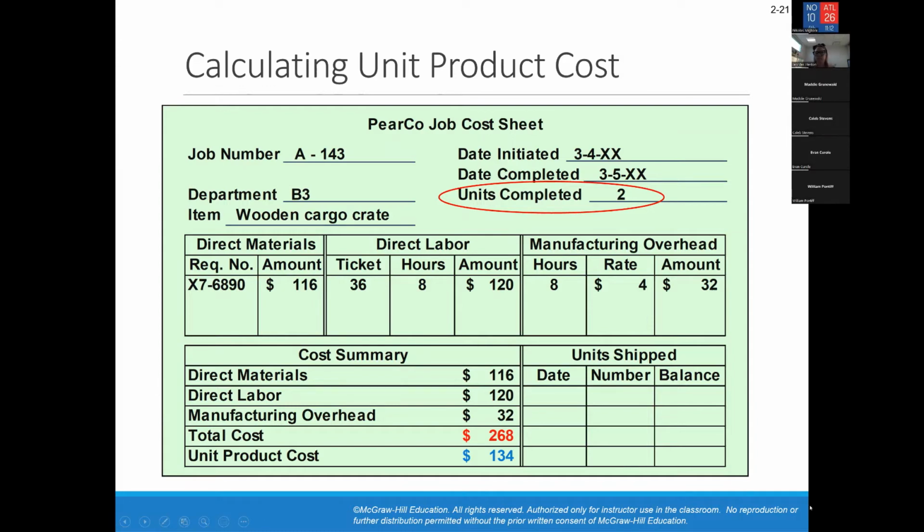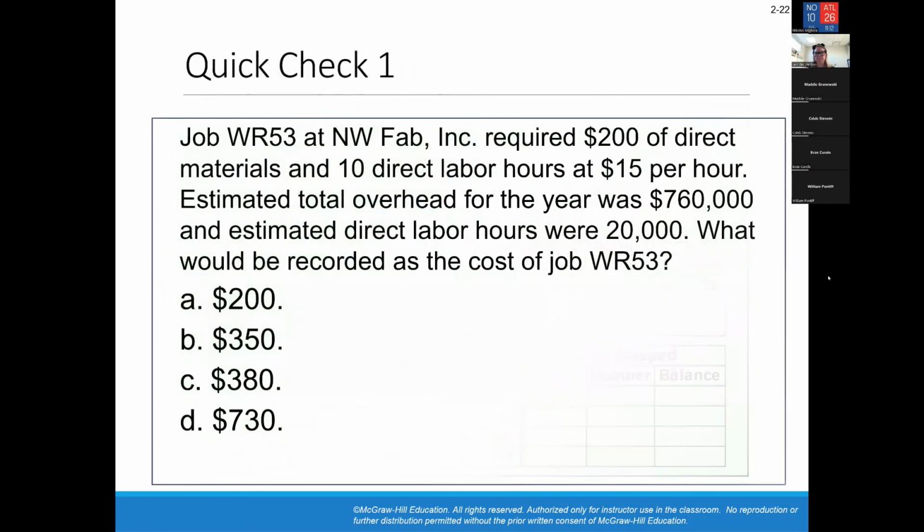Okay, no questions. All right, so we'll go to an example. All right, so we have job number WR53 at Northwest Fab, Inc., requiring $200 of direct material, 10 direct labor hours at $15 per hour. We're estimating a total overhead for the year of $760,000 and an estimated direct labor hours of 20,000. So we don't have to calculate anything like we did before, because they're just giving us the numbers. They're telling us what the cost is. They're telling us how many hours. So we already have those numbers to do our predetermined overhead rate.